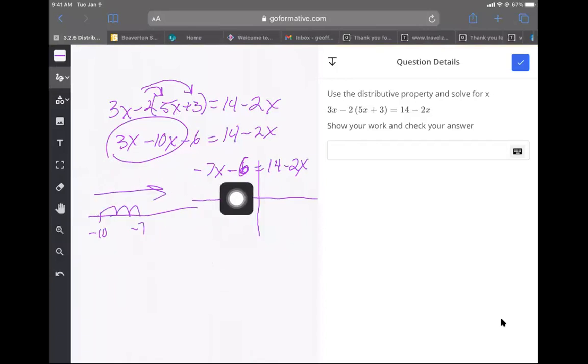Okay. All right. So then I'm going to bring this guy over here. So I want to make a 0 pair, because I want to cancel it. So I'm going to add 7x to both sides. This guy goes away.